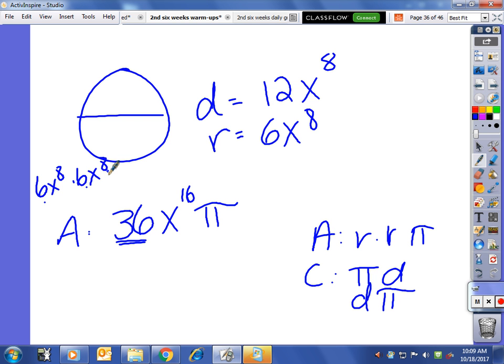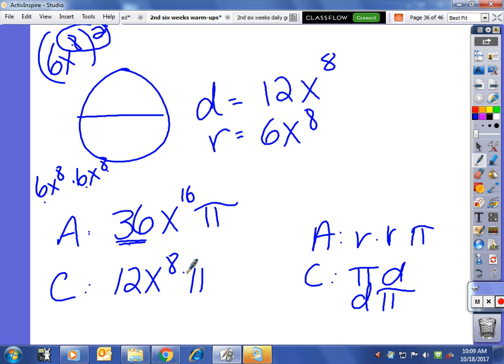There's 16 of them. The other thing you could have done is 6x to the 8th, the whole thing getting squared. Same answer. 6 squared is still 36. And here when you multiply those exponents, you get x to the 16th. Don't forget the pi. All right, circumference. Nobody should miss circumference. 12x to the 8th pi. Diameter times pi.